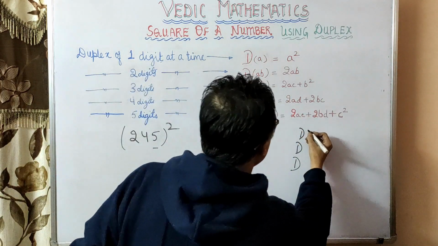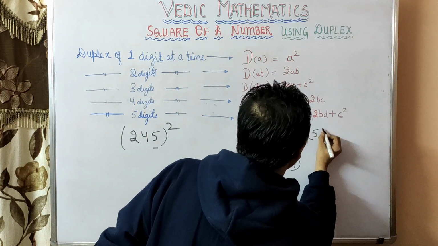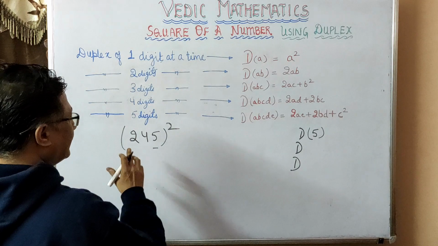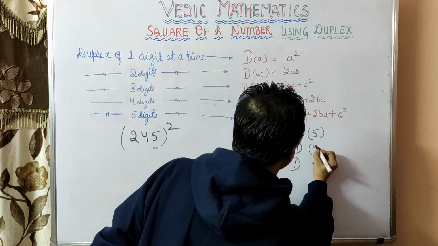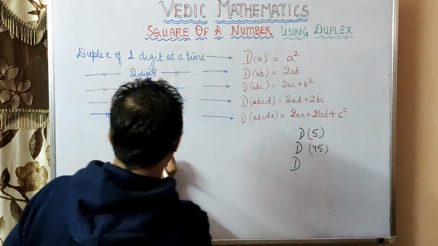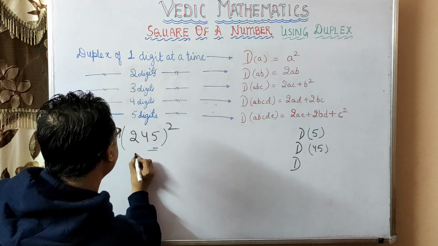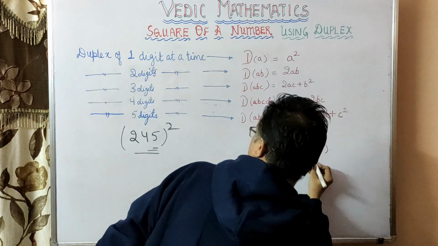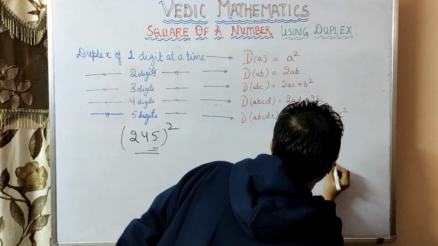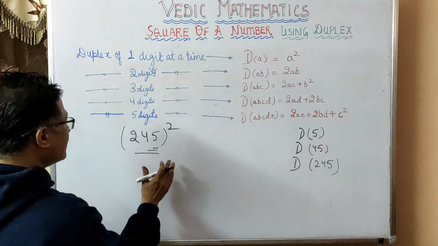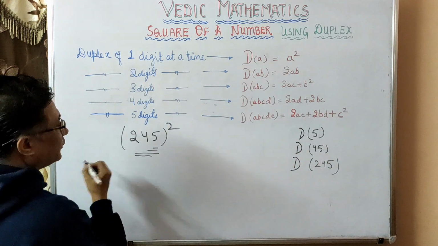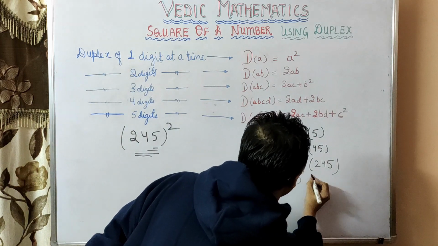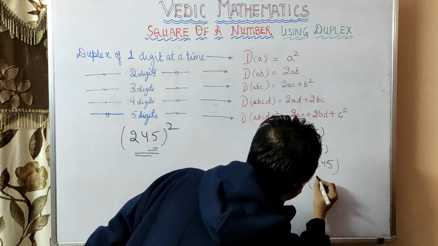First, in the first step, duplex of 5. Then in the second step, duplex of 45, 2 at a time. Then in the third step, all 3, duplex of 245. We have covered all the numbers. Now leave 5, and we will have duplex of 24.